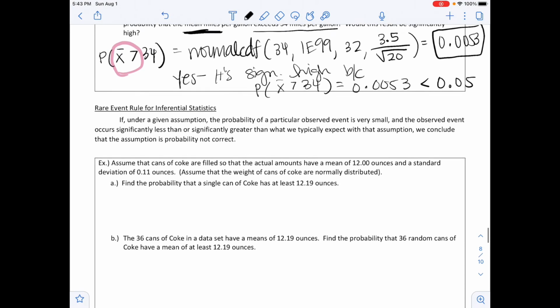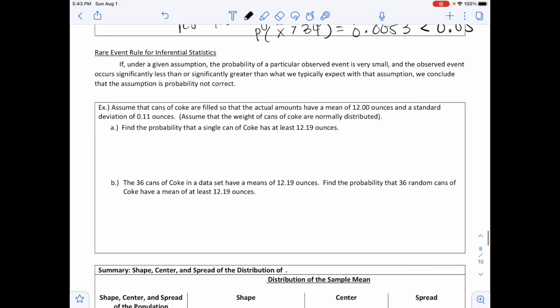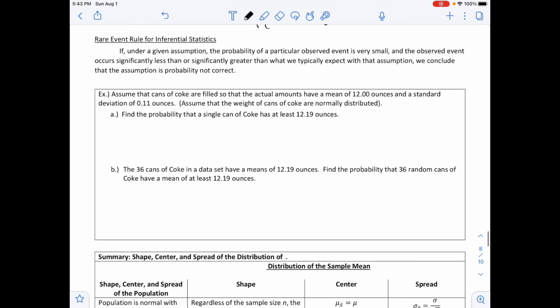Right below this, we have our rare event rule for inferential statistics. It says if under a given assumption, the probability of a particular observed event is very small and the observed event occurs significantly less than or significantly greater than what we typically expect with the assumptions, we can conclude that the assumption is probably not correct.